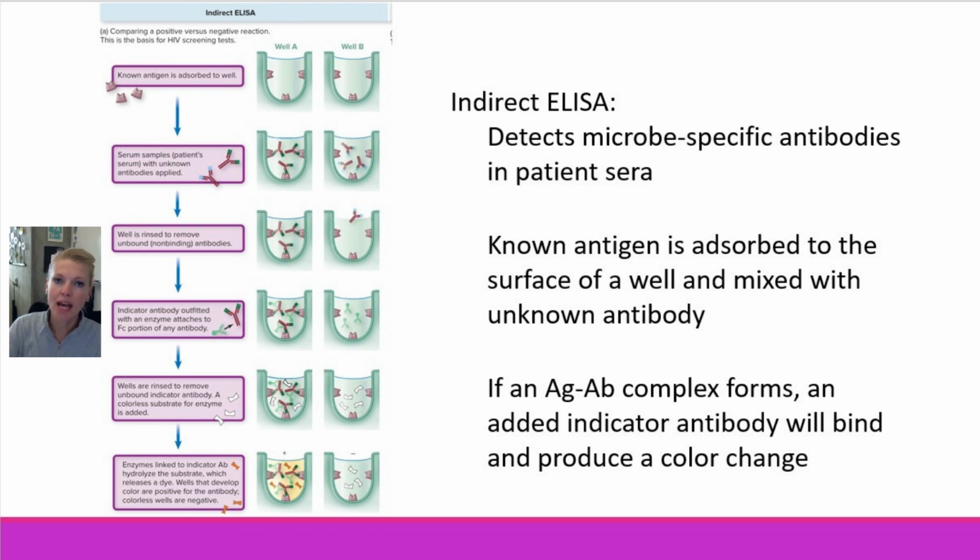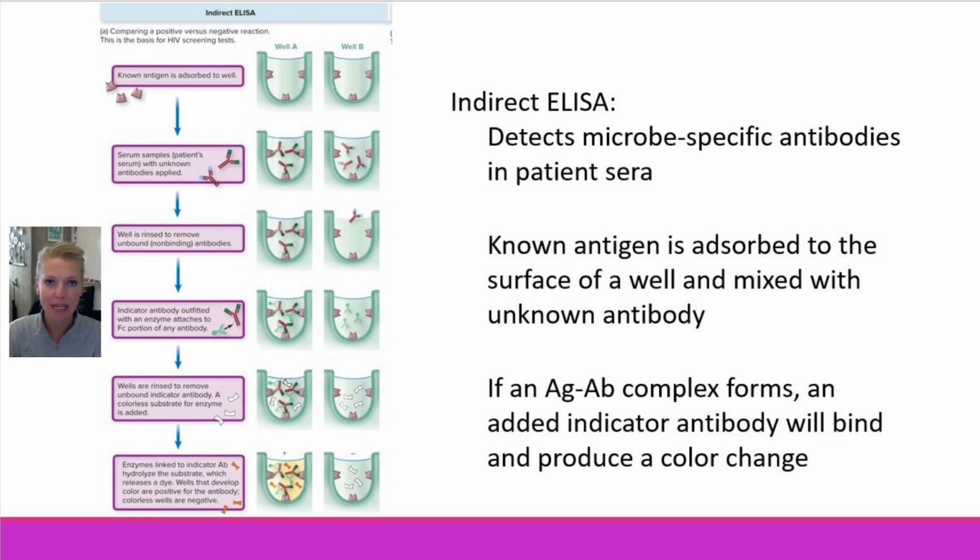With ELISAs, we can have both indirect or direct testing methods. The picture here shows what an indirect ELISA looks like. This is in your text, so definitely take time to go through and look at it a little bit closer in depth, but it's showing you both positive and negative side by side. Well A is going to be the positive ELISA, where well B is the negative ELISA.